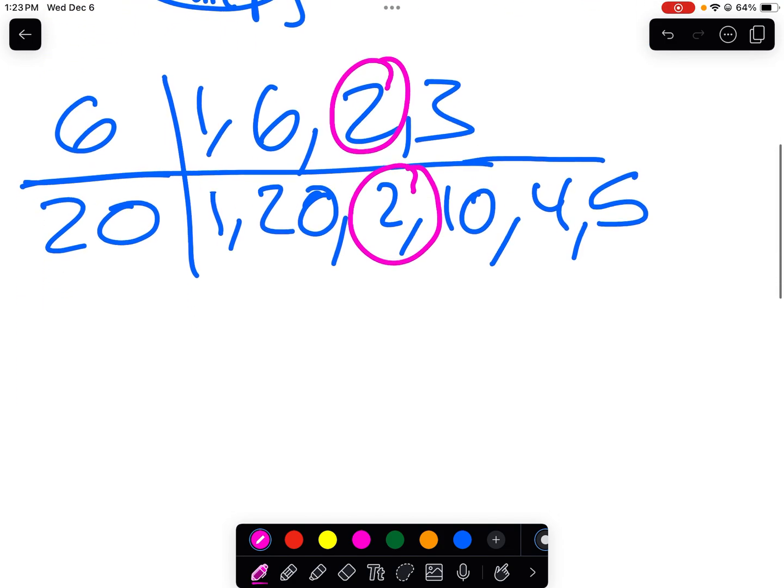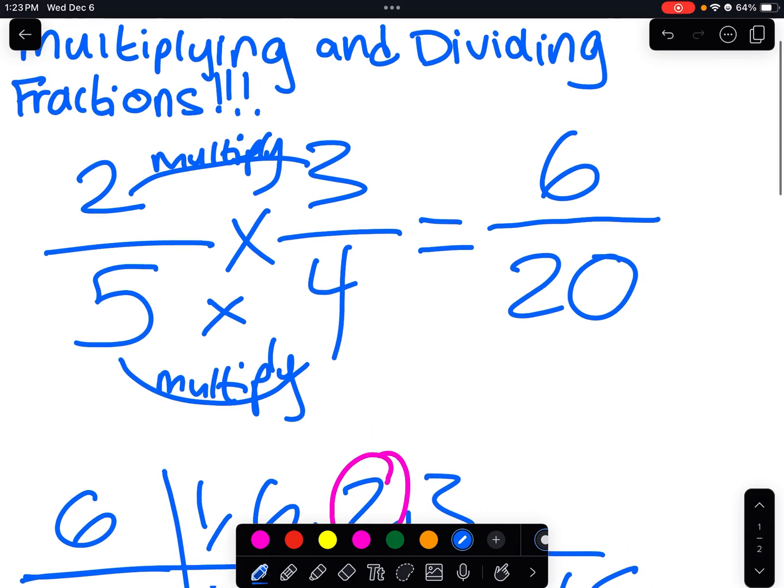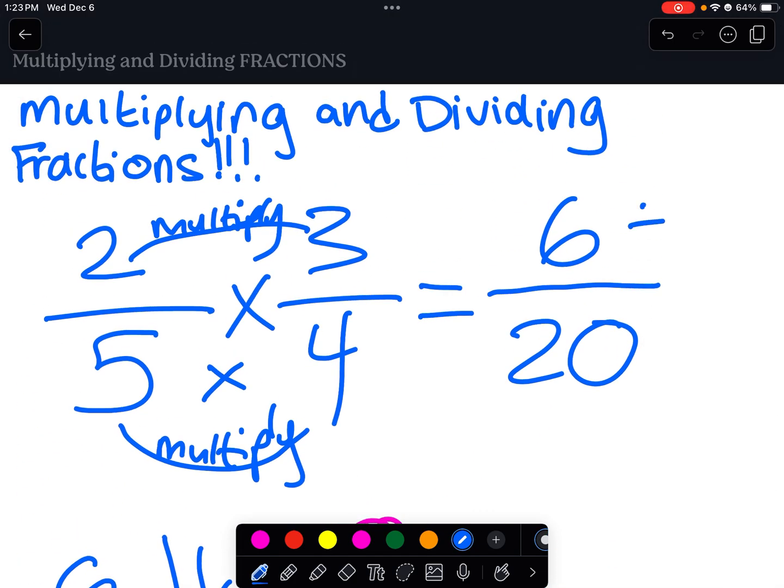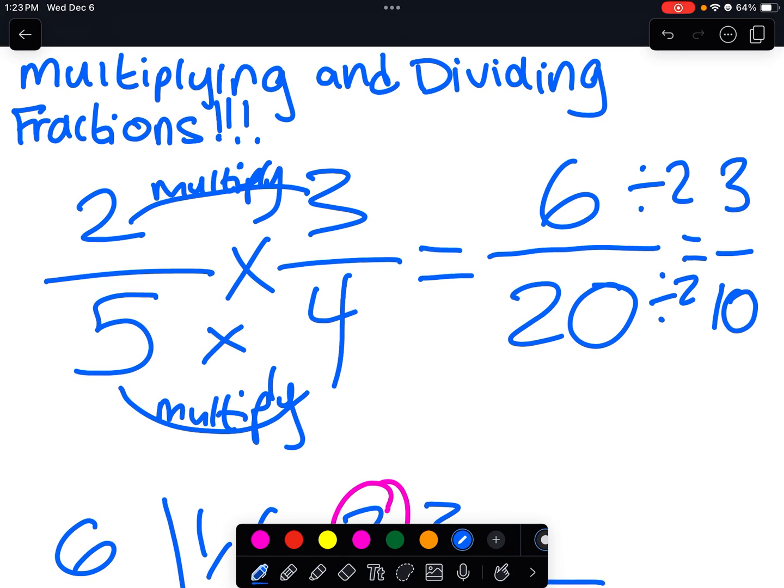And so if we wanted to reduce 6/20, what we would do is we would just divide the numerator and the denominator by 2. Because when we are simplifying, whatever we do to the numerator, we do to the denominator. 6 divided by 2, that equals 3. 20 divided by 2, that equals 10. And so my final answer here is 3/10. I suppose my final answer could also be 6/20, but 3/10 is kind of where I've landed. I don't think that's too bad.